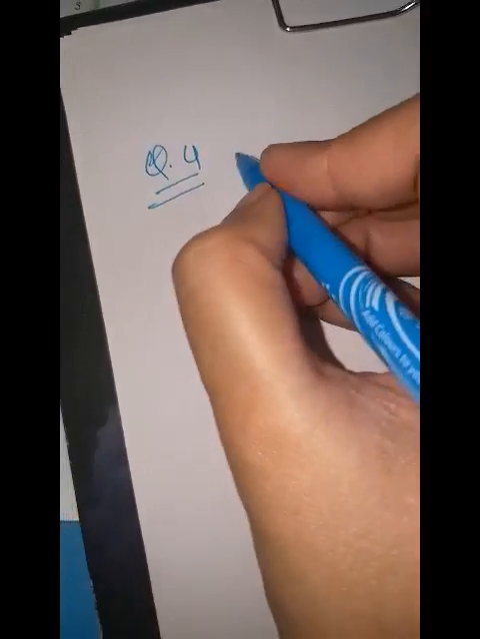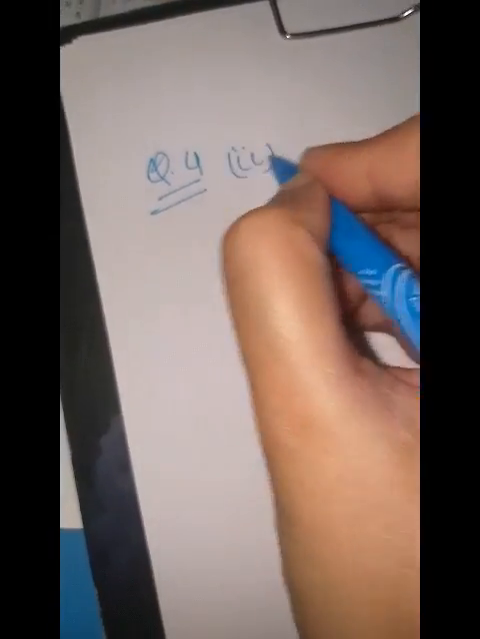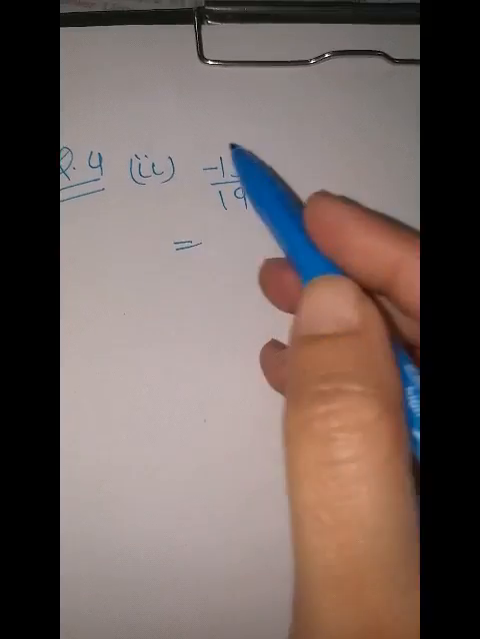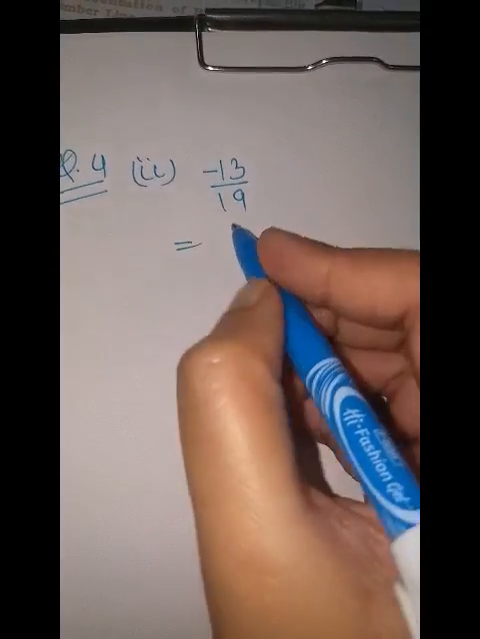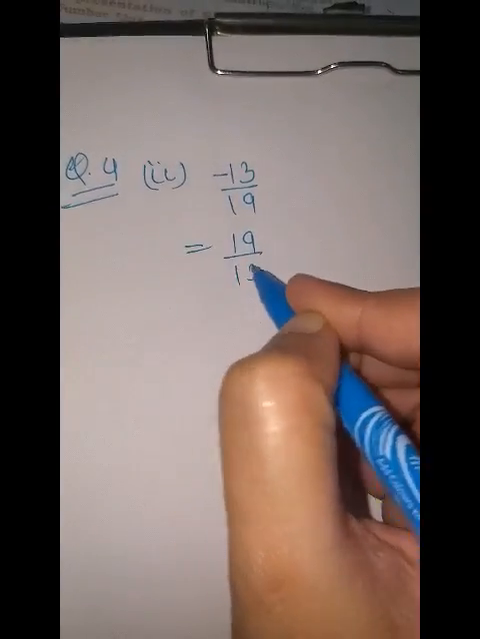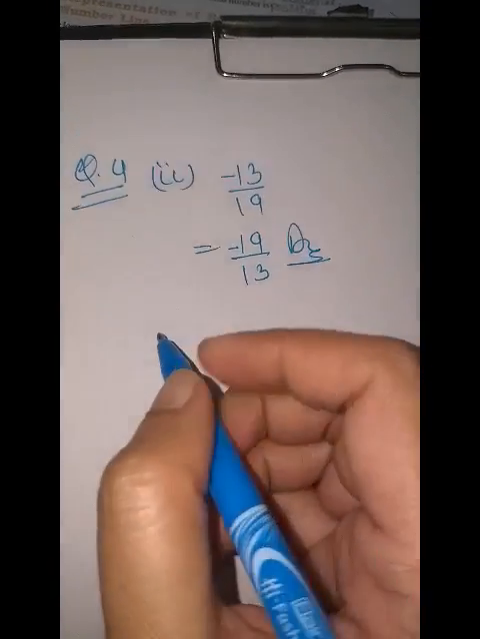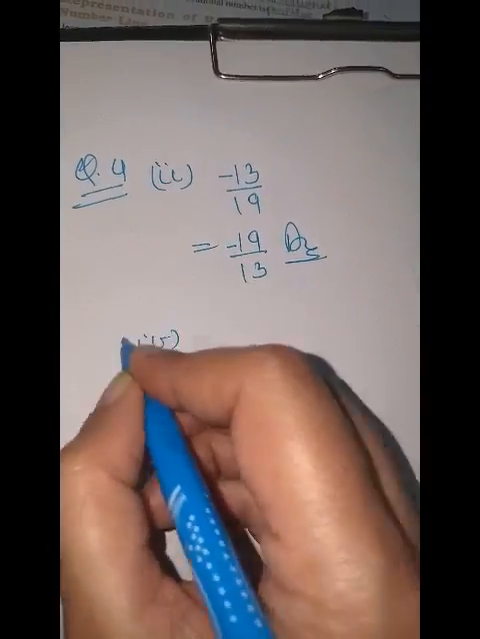It means negative of any number, fraction or integer, and multiplicative inverse means reciprocal. Reciprocal you all know. Now we are doing one question here. Second part is minus 13 upon 19. So reciprocal means opposite of this fraction, 19 upon 13. Minus you can put here and here also.